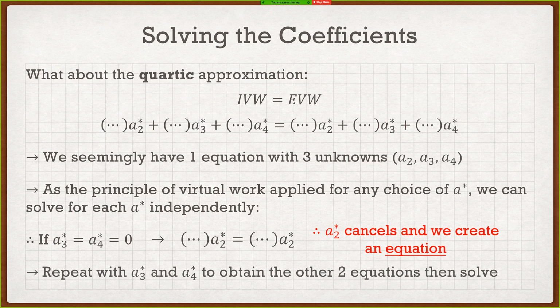However, if we repeat this process with A3 star and A4 star, what we get is two more equations. And at this point, we'll have three equations. We'll have three unknowns, those unknowns being A2, A3, and A4. Therefore, we can solve for all of the unknown coefficients, and life is good because we then have the approximation. So that's how you do the bonus question. It should not be too bad.